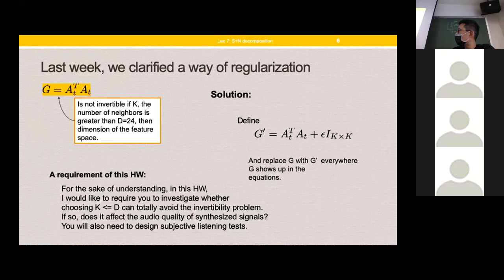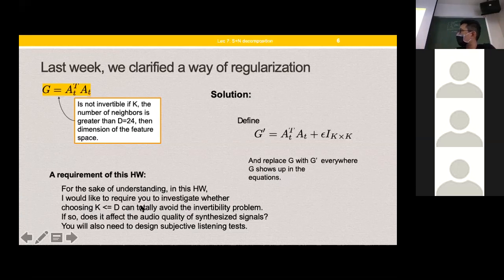But with that, we sacrifice the synthesized sound quality. I don't know. But in principle, I don't see why we choose so many neighbors. There might be something which I missed. Okay, so you guys can help me clarify by trying to choose a smaller K, smaller than D, and we are dealing with the classical least square problem.